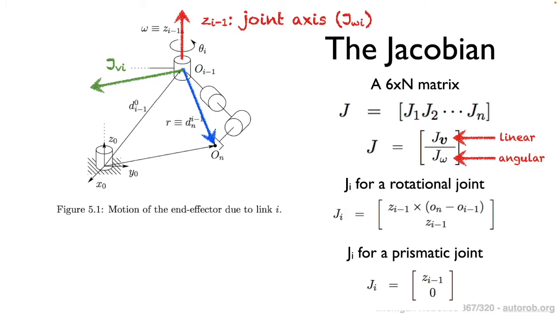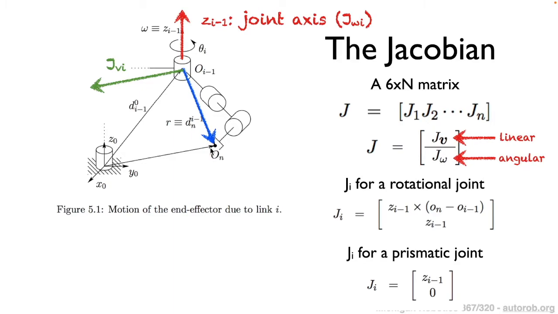So from these definitions, we can observe a few things. The first thing that we can observe is if we look at this vector here, O sub n minus O sub I minus 1 is going to be a resulting vector, which in this figure is illustrated by this blue vector shown here. So it's going to be a vector that points from the origin of the current joint to the position of the end effector with respect to the world frame.